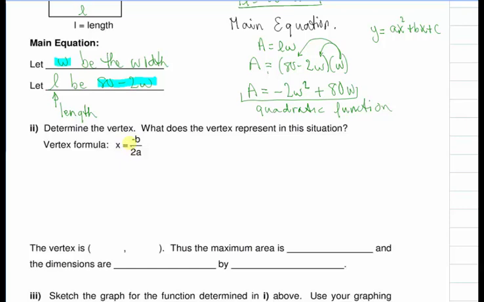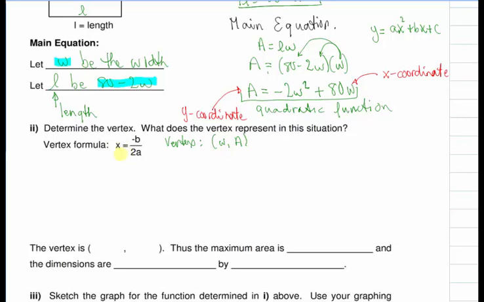Okay, so what our vertex formula does is it gives us the x coordinate of the vertex. So for this particular problem, if you take a look at our formula up here, we've got area equals negative 2w squared plus 80w. The A part of the function is going to be our y coordinate, and the w is going to be the x coordinate. So when we go to get our vertex, it's going to be in the form of w and A. Okay?